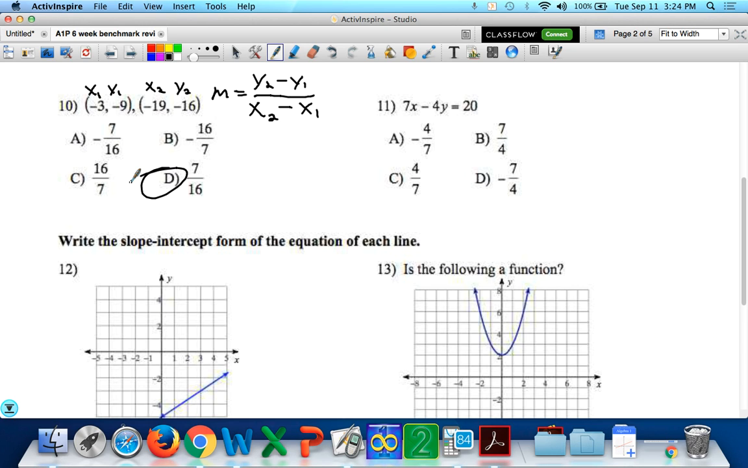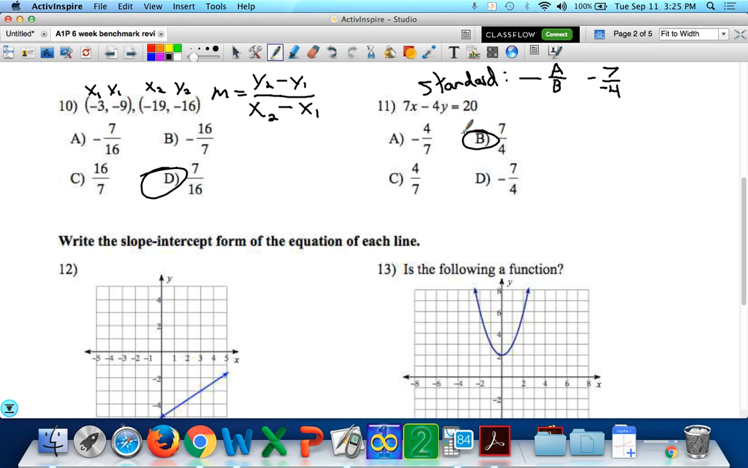Number 11, okay? This is in standard form. In standard form, there is a way that we can find slope. The shortcut here is just to know that it is negative a over b. In other words, this would be 7 over negative 4 and then a negative sign out front. Well, those are going to cancel out to be 7/4, okay?